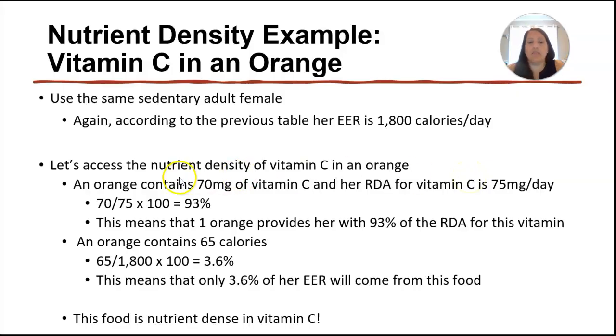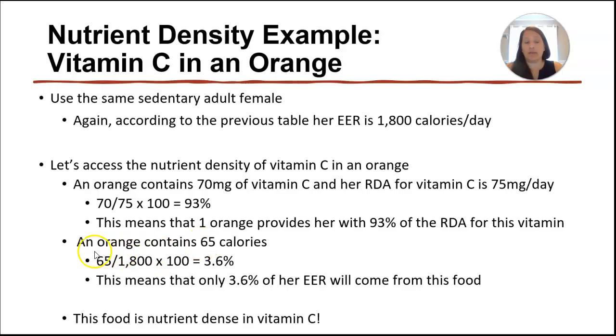So I'm going to take the amount of the nutrient in the food, so 70, and I'm going to divide it by the RDA or the AI if I don't have an RDA. Okay, so 75 in this case. So 70 divided by 75 times 100 equals 93%. So she is getting 93% of her recommended dietary allowance for vitamin C from this one orange. That's pretty good. Okay.